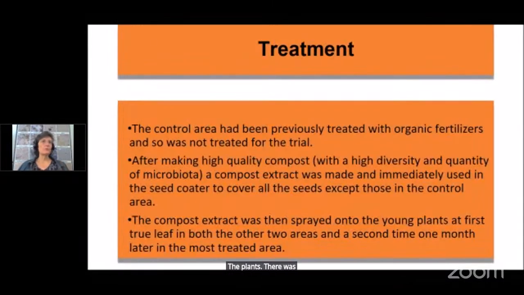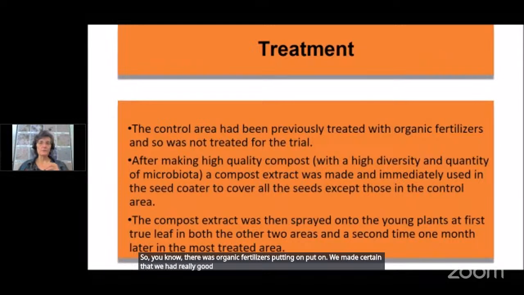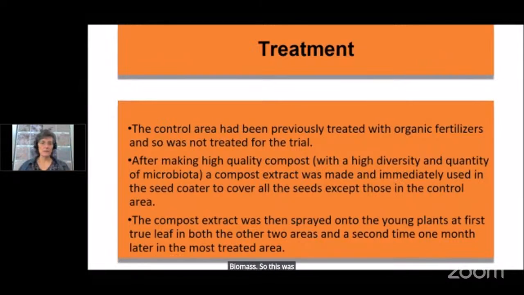Everything had been treated with organic fertilizers in the last couple years, so there was organic fertilizer put on. We made certain that we had really good biology in the compost, really high diversity. We had a fungal biomass that was upwards of 500 to 600 micrograms of fungal biomass, and only about 300 micrograms of bacterial biomass. So this was fantastic compost. This was exactly what we wanted.